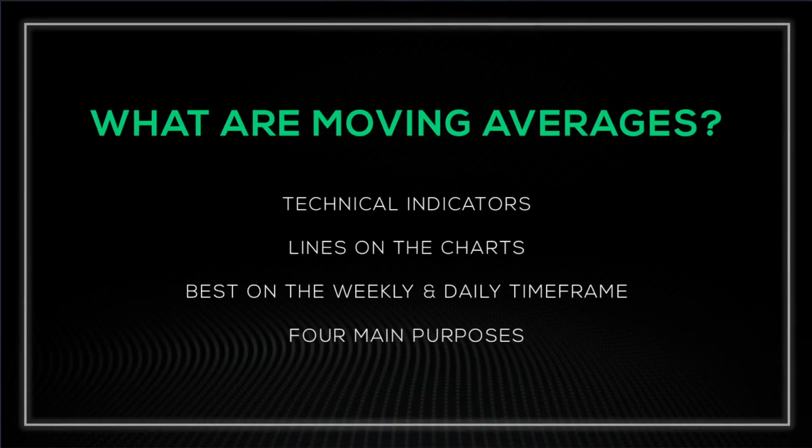So what are moving averages? Moving averages are technical indicators. That means they can be used as part of a technical analysis strategy. They appear as lines on the charts, and they are best used on the weekly and daily time frames. Moving averages serve four main purposes.